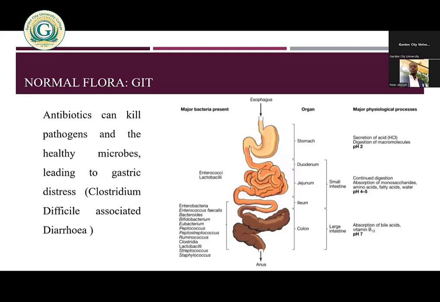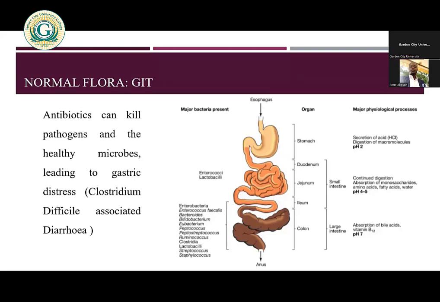Now, the GIT, we've broken it down into three parts. We have the stomach, small intestines, and the large intestines. First of all, the stomach, because of the high amount of acids in there, is generally unfavorable for the growth of microorganisms. In the stomach, we have very, very few microorganisms inhabiting it as normal flora. However, as we go down to the small intestines and the large intestines, we see an increase in the amount of normal flora over there.